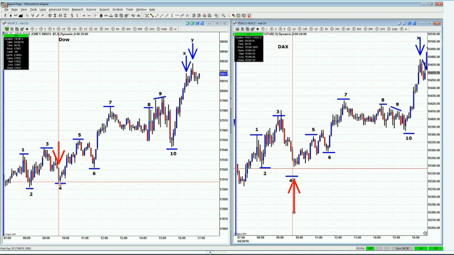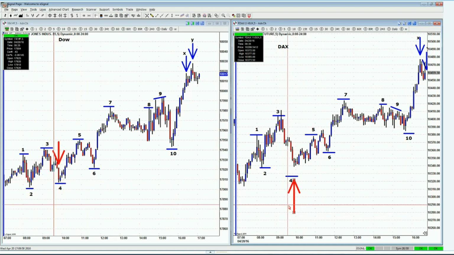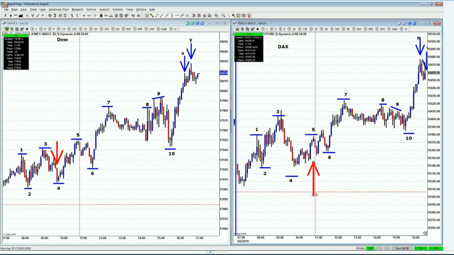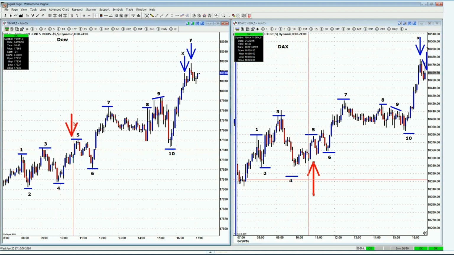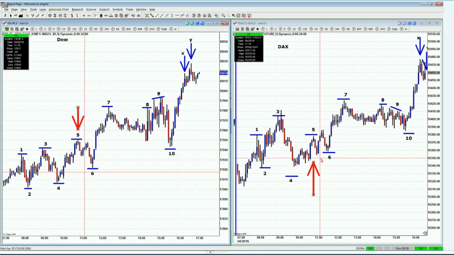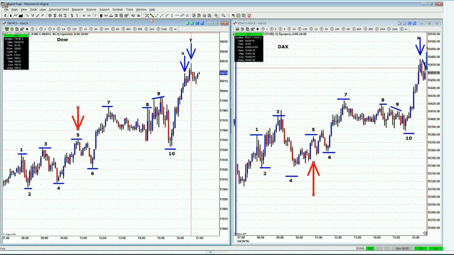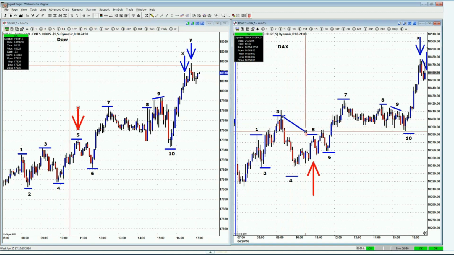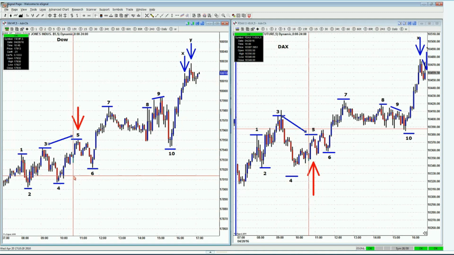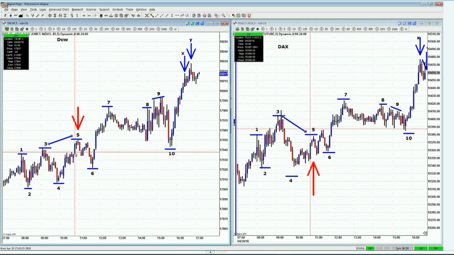But then to answer the question in much more detail, when do you actually buy or when do you sell? If we take a look at point 5, you're very clearly seeing that the DAX, despite having a good day, is making a lower high. Can you see that? It makes a lower high, whilst the Dow is making a higher high. At what point does the Dow actually make a higher high? That's what it's doing right here.